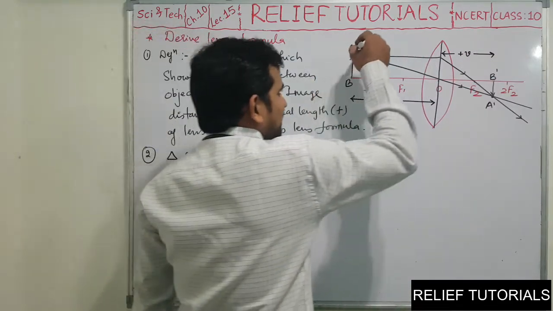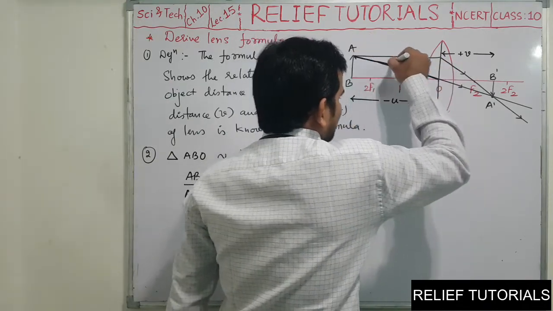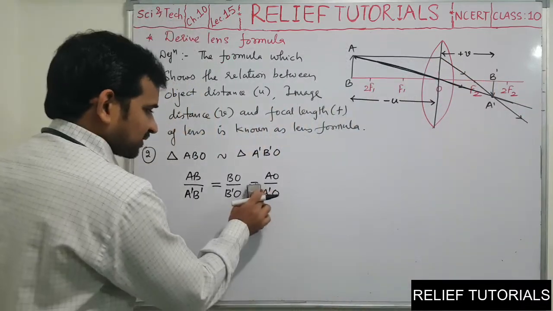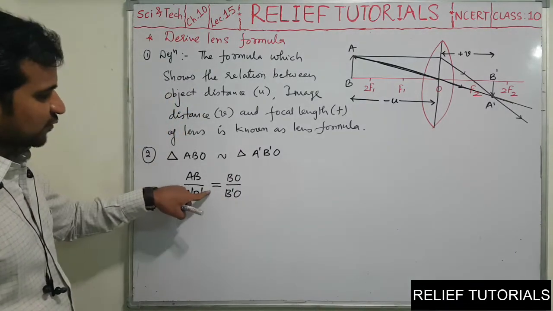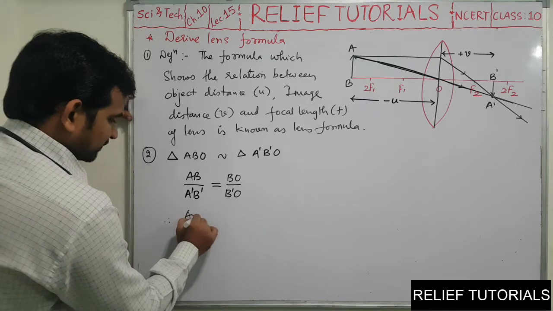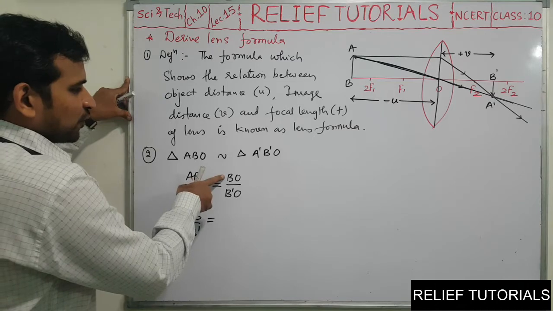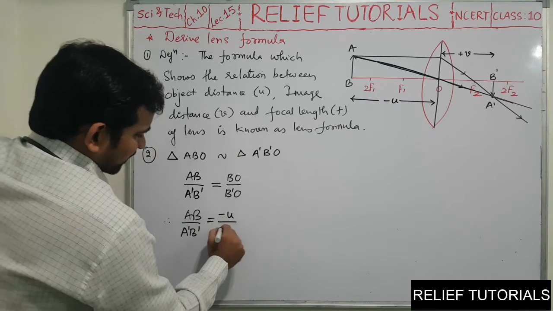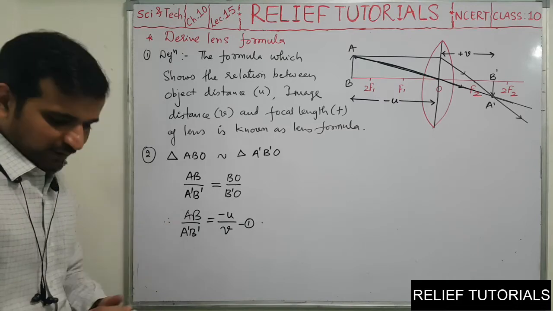AO, if you see in the figure, is a part of a ray, and A dash O is also a part of a ray. So we don't require those sides here. We take only these two. AB upon A dash B dash is equal to BO upon B dash O. Therefore AB upon A dash B dash is equal to minus U upon plus V, result number 1. This is the first similarity we have used.